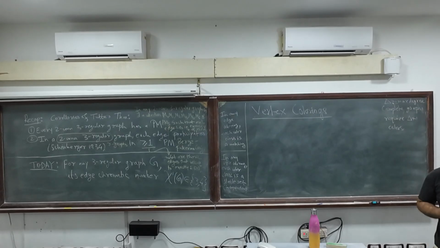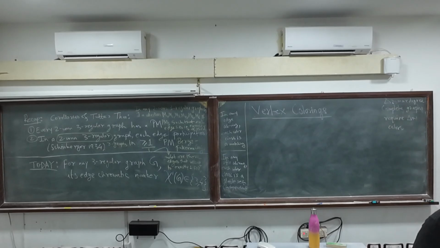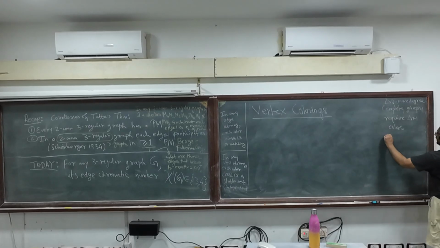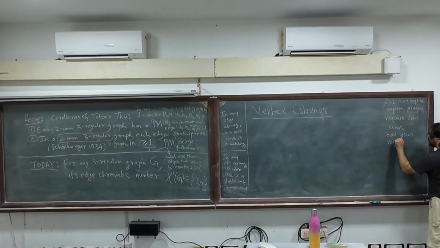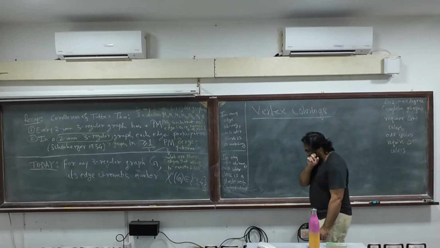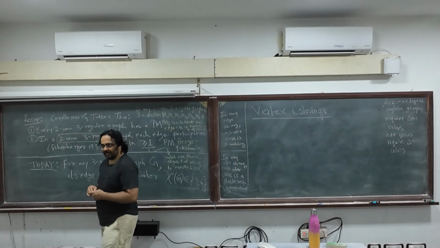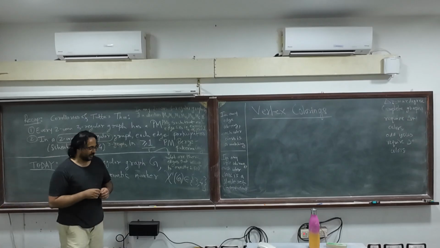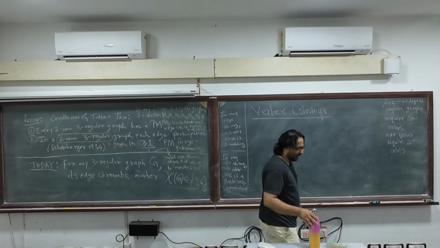Any other class that requires delta plus 1 colors? Odd cycles. Odd cycles require how many colors? 3. Delta is 2. Odd cycles require delta plus 1 colors. You're talking about vertex colorings. Of course, for odd cycles, even the edge coloring requires delta plus 1 colors. Because what's the difference between edges and vertices in a cycle?